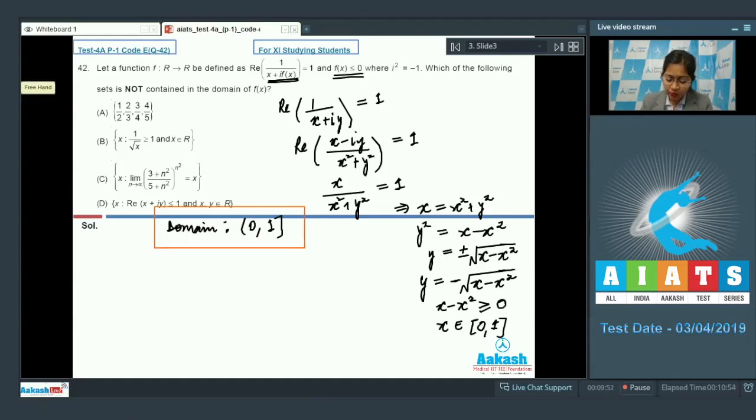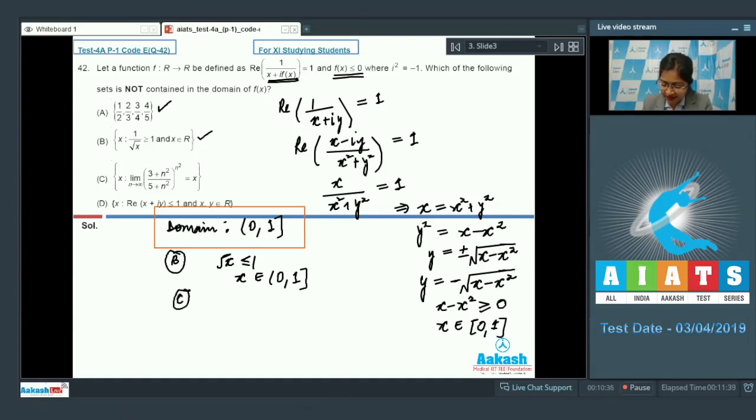So let us find out which is not contained in the domain. Let's see option number 1 first. These all are contained in the domain, so this is okay. And option number B says that 1 upon root x is greater than equal to 1. As root x is a positive quantity, it can be multiplied on the other side, that is root x should be less than equal to 1. So from here we get that x belongs from 0 to 1, but 0 in the denominator, that is 1 by root x, will not be defined if I put x equal to 0. So its domain is 0 to 1, right? Which is also contained in this. So this is not our answer.